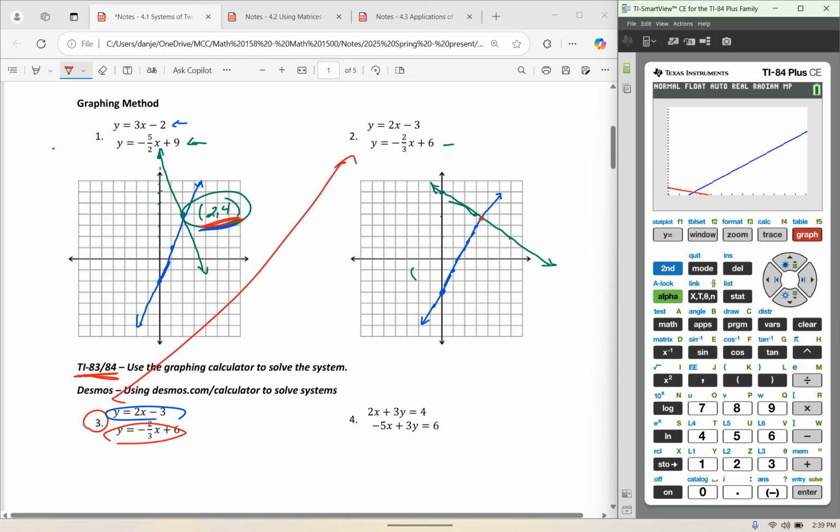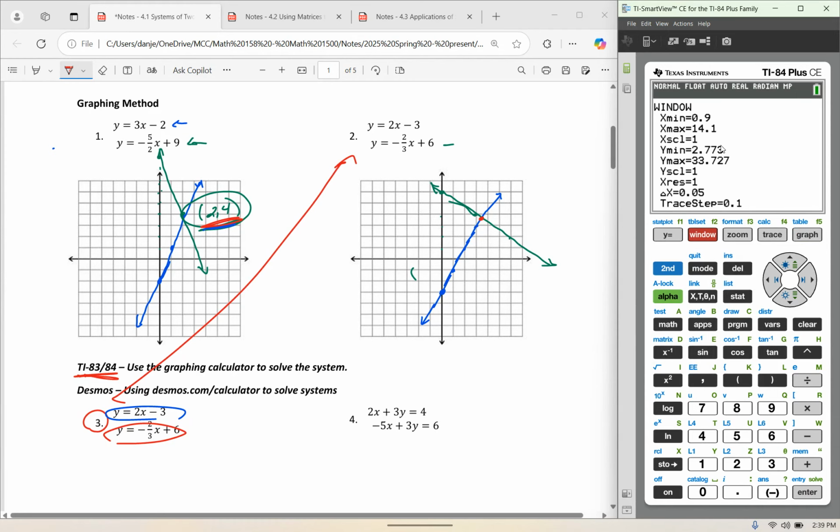Now if I go to graph, you'll notice it's really kind of hard to see my graph here. If I go to my window, you'll notice that I'm going from negative 0.9 to 14.1 on the x-axis and from 2.7 to 33.7 on the y-axis. It's left over from something I had done earlier with the calculator, but it's a good illustration. I want to reset my window to a standard window. If you notice the zoom button, you press zoom, there are a few preset zooms. And I like to use number 6, which is a standard window.